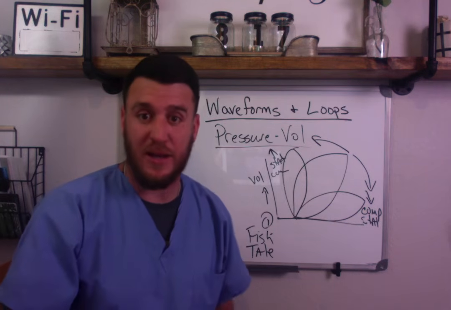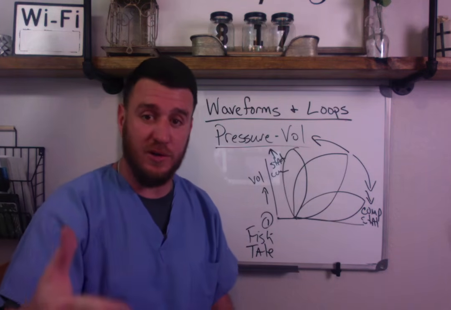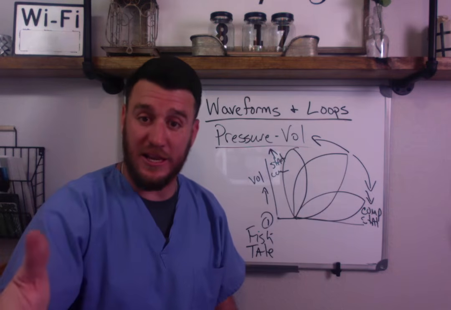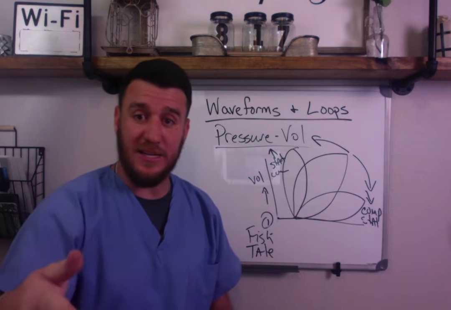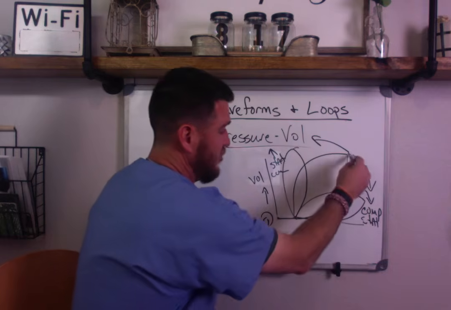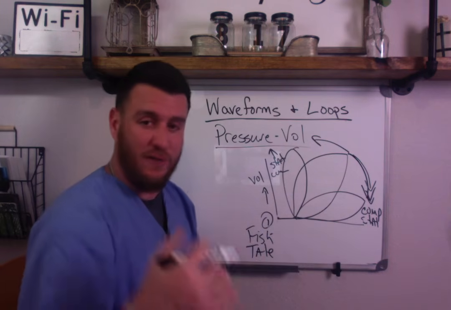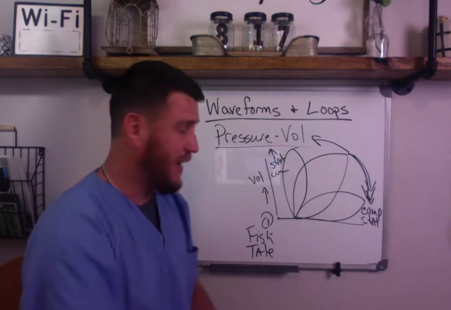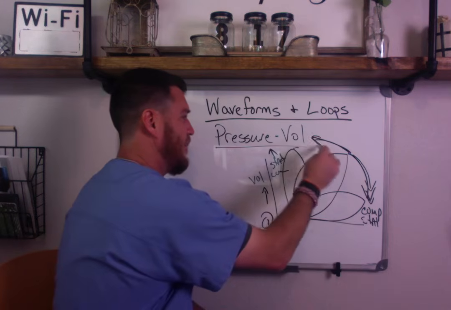Just about anything, right? Pleural effusion, pneumothorax, pneumonia, atelectasis, ARDS, pulmonary edema. All of those things will cause this loop to go down, and it's a graphical illustration of a decrease in compliance. What would cause it to go up?